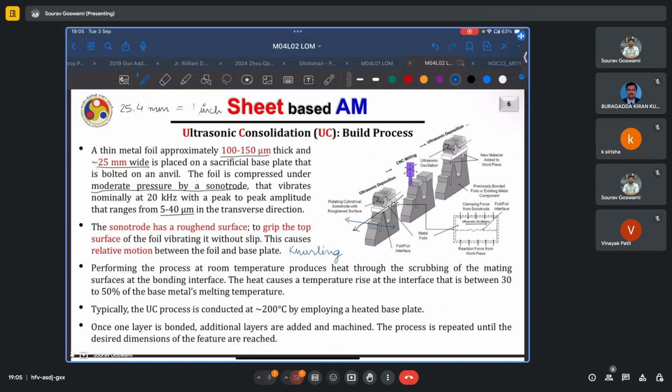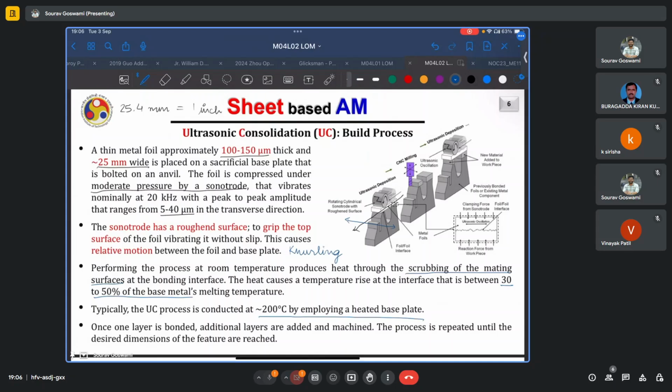Now that the sonotrode and the foil will move as one, there will be no relative motion. The only relative motion now happens between the sheet or the foil that is being deposited and the previously deposited layer or the base plate. Now, performing this process at room temperatures produces heat through the scrubbing of the meeting surfaces, or frictional heat at the bonding interface. This heat causes a temperature rise at the interface that is between 30 to 50% of the base metal's melting temperature. Typically, the ultrasonic consolidation process is conducted at 200 degrees Celsius by employing a heated base plate. This just makes the material more amenable to plastic flow, and thus we can work with lower normal forces.